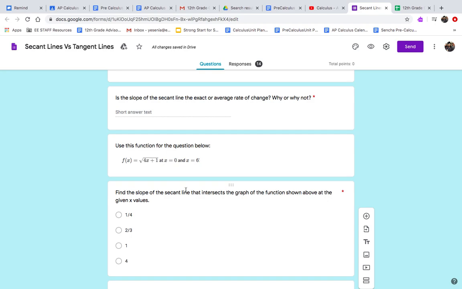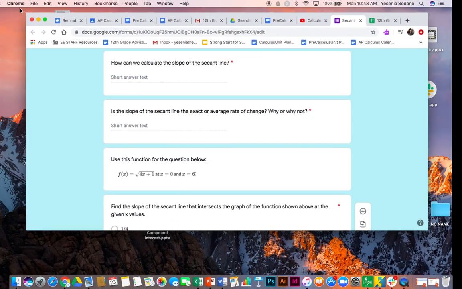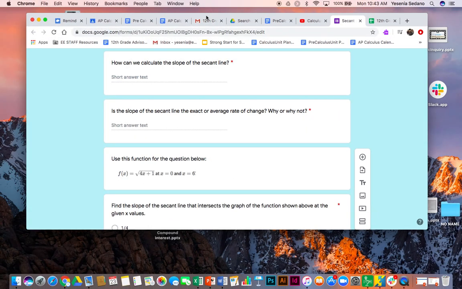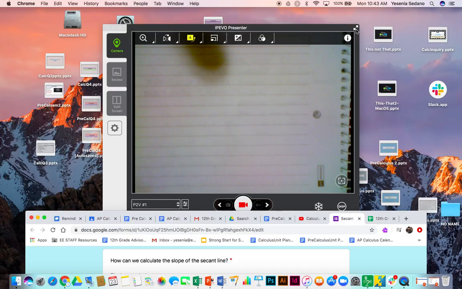So the slope of the secant line, remember y'all, if we want to find the slope, we want the two coordinates, right? The change in y and the change in x. So what I'm going to do in order to help with this specific question is I'm going to go to my paper and write it down. Let me just move this out the way. Sorry if it's blurry, that's the best we can do right now, everybody.